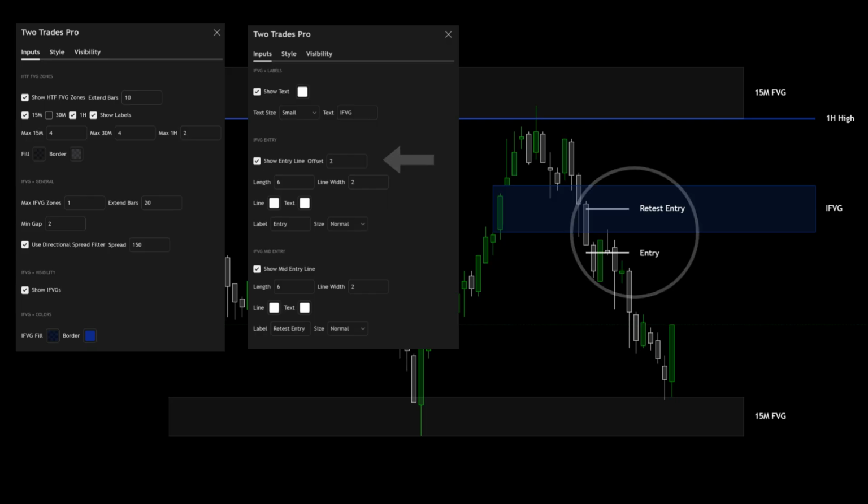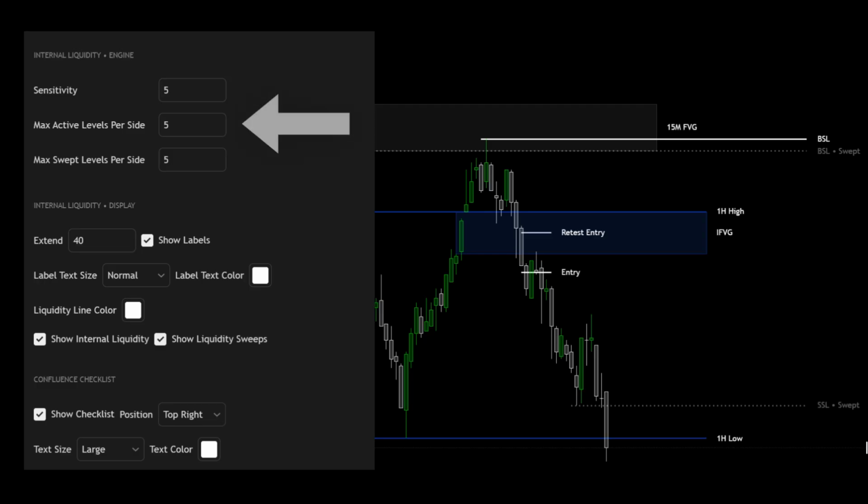For execution, automatic entry lines can be plotted based on the inverse fair value gaps. The entry offset controls how far from the zone the line is placed, allowing a more aggressive or conservative approach depending on the instrument being traded and should be adjusted accordingly as it is measured in points. And each trading session and instrument varies. A midpoint entry is also available, representing a retest into the center of the IFVG, giving you more of a conservative entry model.